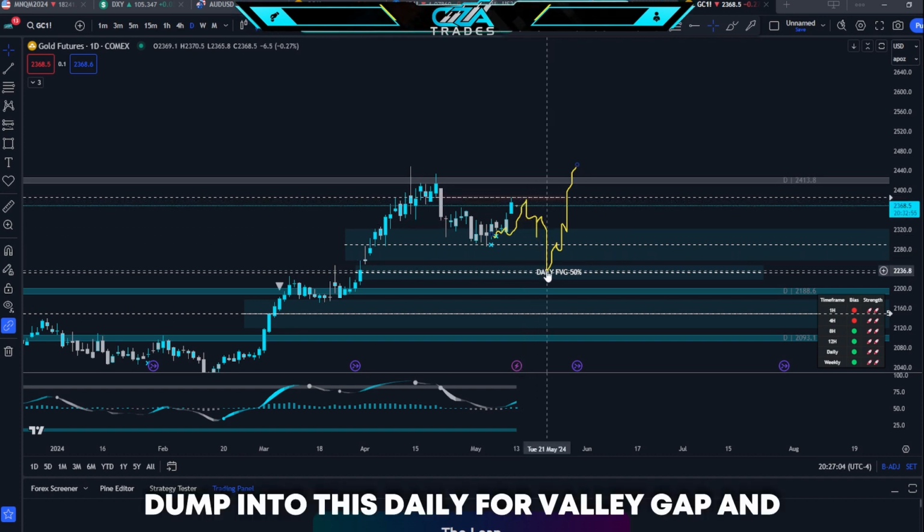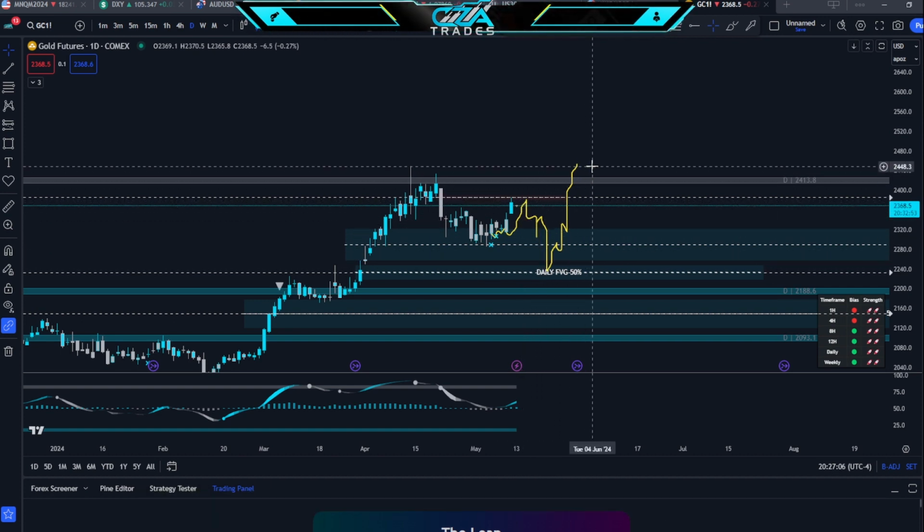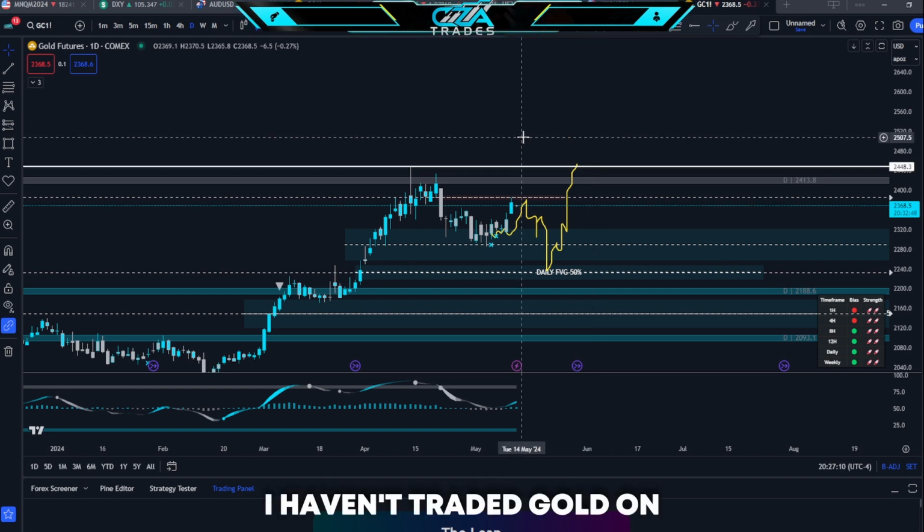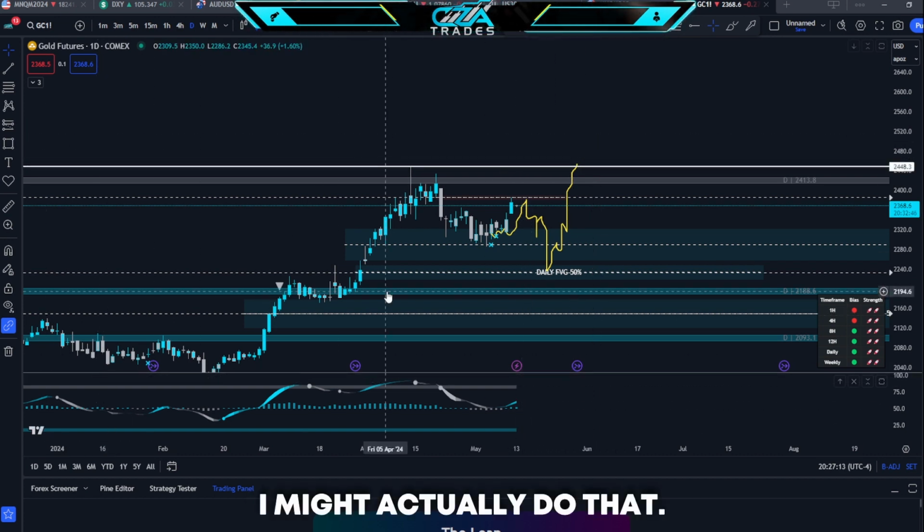Dump into this daily fair value gap, and then just break this all-time high. I'm going to mark out this all-time high zone. I haven't traded gold on futures, but I think I might. I might actually do that.